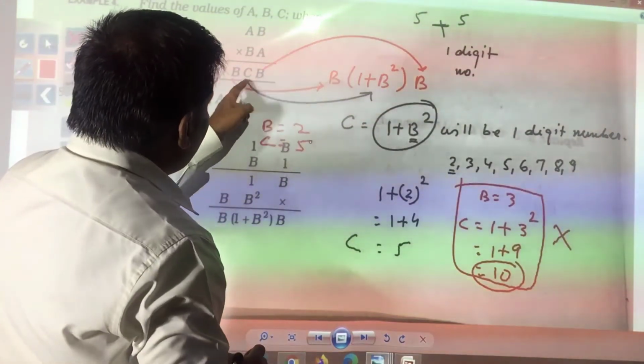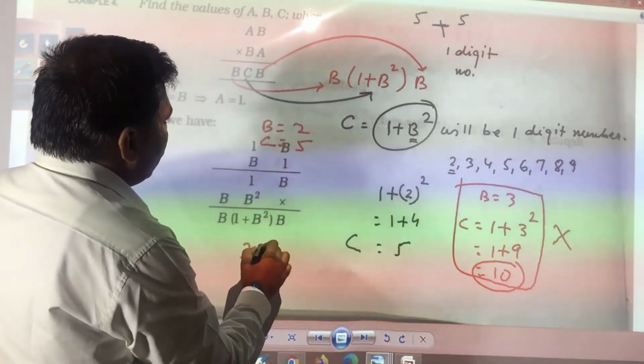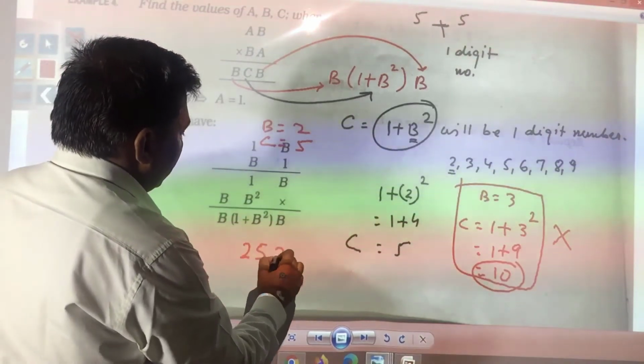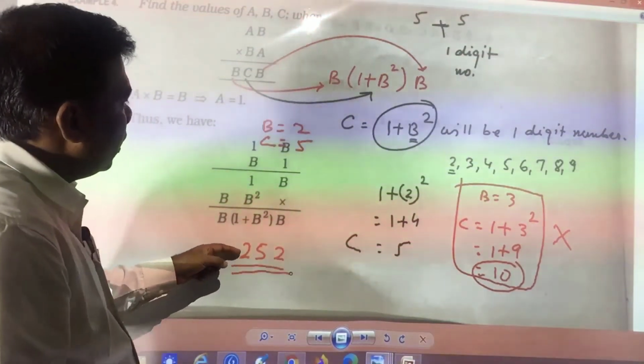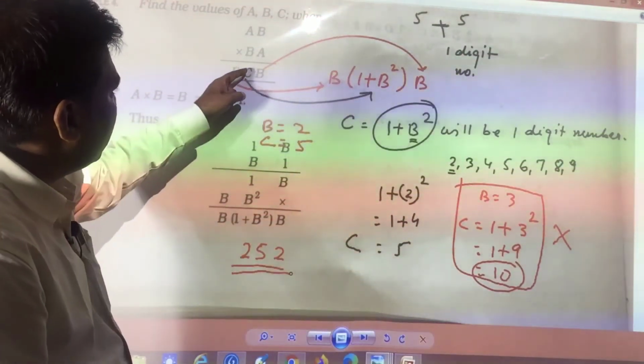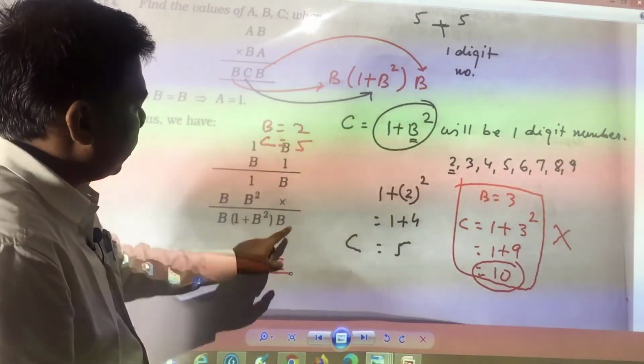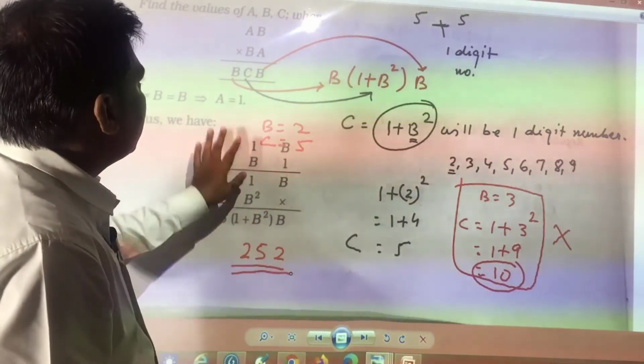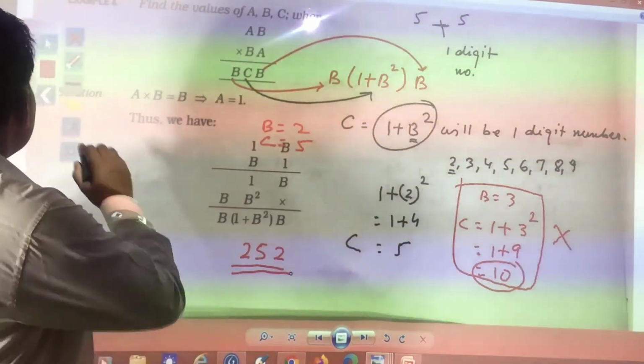So finally your number will be 2, 5 and 2, and this will be your answer. B is equal to 2, C is equal to 5 and B is equal to 2, means 252. This will be your answer.